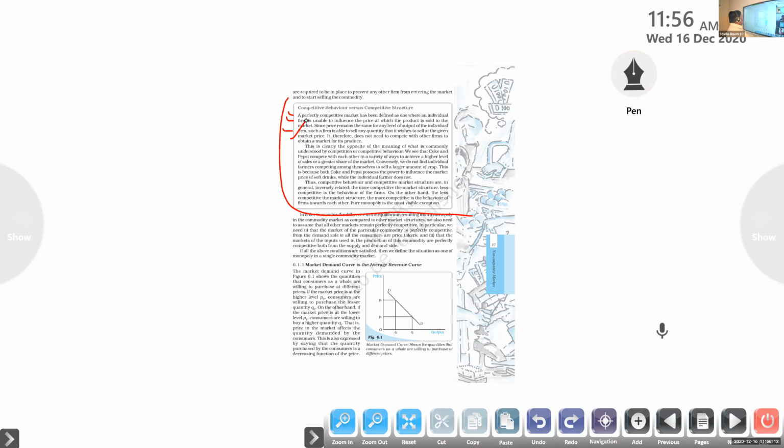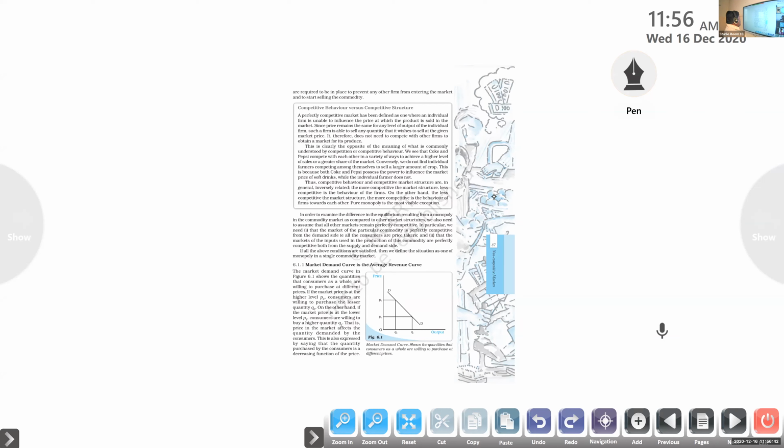This is clearly the opposite of what is commonly understood by competition or competitive behavior. Basically, perfect competition means there is no competition, right? Related to the price, all are selling at the same price. But coming to competition, what is that? It is clearly the opposite of the meaning commonly understood by competition or competitive behavior.